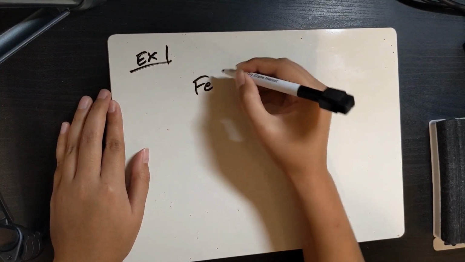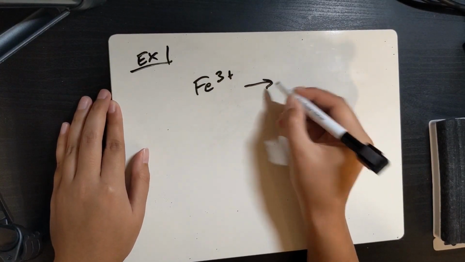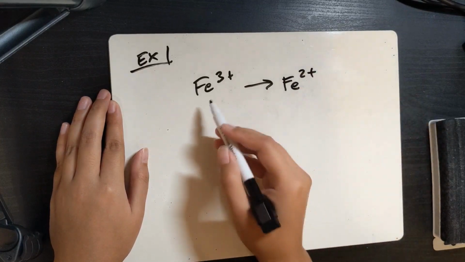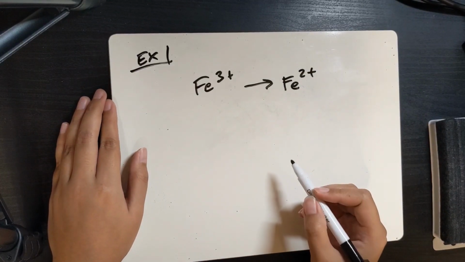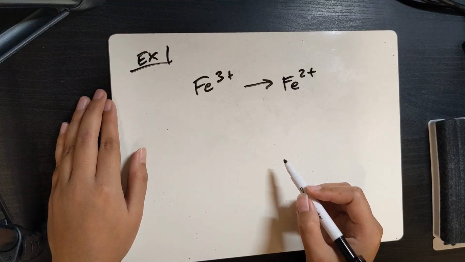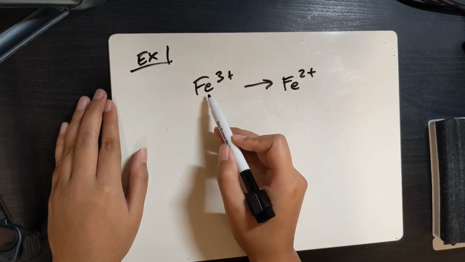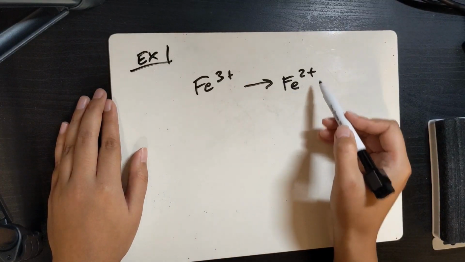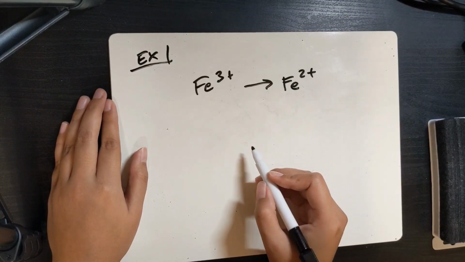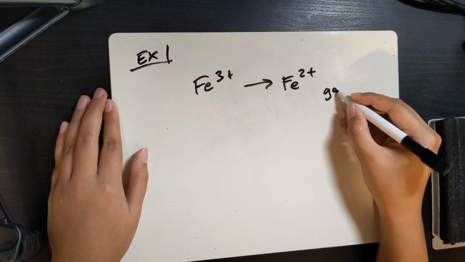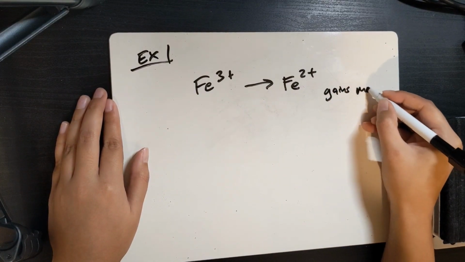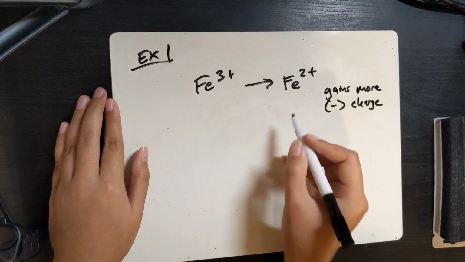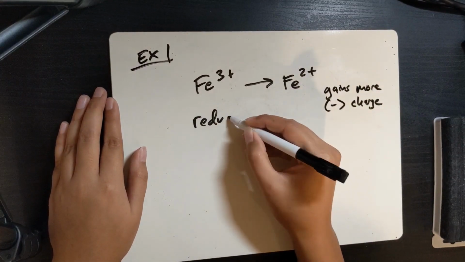What about this reaction? We got the leaching of iron minerals, Fe3+ to Fe2+. So iron becomes more negative, right? Becomes less positive, more negative. So it had gained a more negative charge, which means this reaction is a reduction reaction.